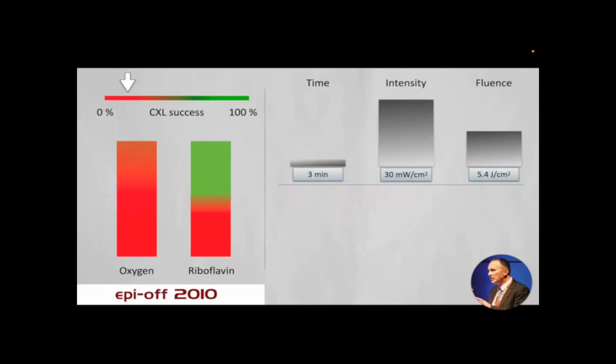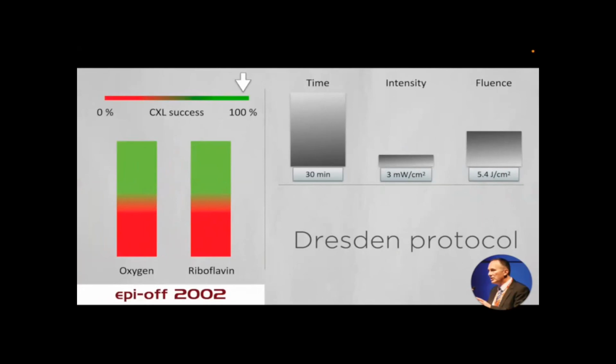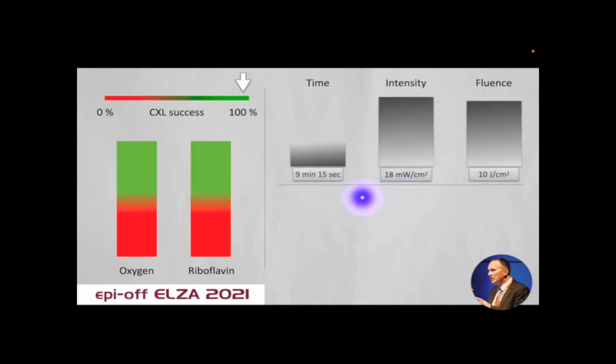Now it took us 2 years of intense laboratory research to find a protocol that is just as good as Dresden, but still accelerated. And what we found is we can go a little faster, we can go down to 9 minutes, but we have to give not 3 times the intensity, but 6 times the intensity, almost 6 times. What happened is we went down to 9 minutes, 15 and 18 milliwatts. And this combination is not 5.4 joule, it is much more total energy. It's 10 joule per square centimeter.